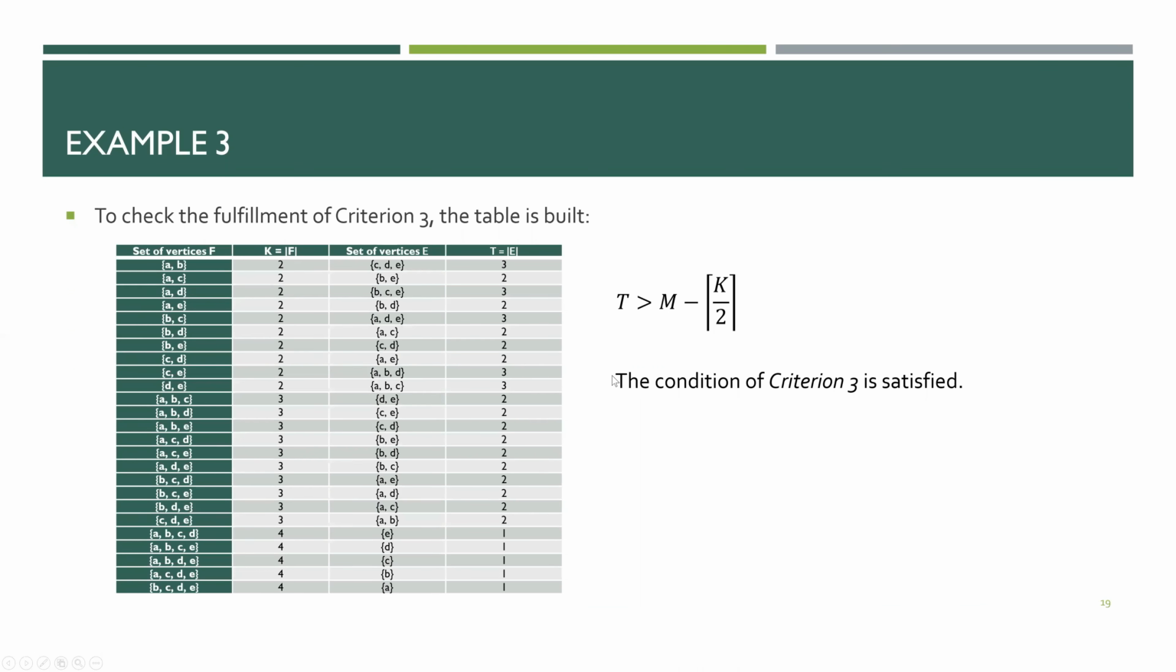To check the fulfillment of criterion 3, we can also build a table. Here we enumerate each possible set of vertices with power between 2 and 4. We find the number of vertices being out of this set and having an arc from itself to at least one of the vertices of this set. So we check these values with the inequality of criterion 3. And we can see that for each set the conditions of criterion 3 are satisfied. So we ensured that m is really equal to 2.